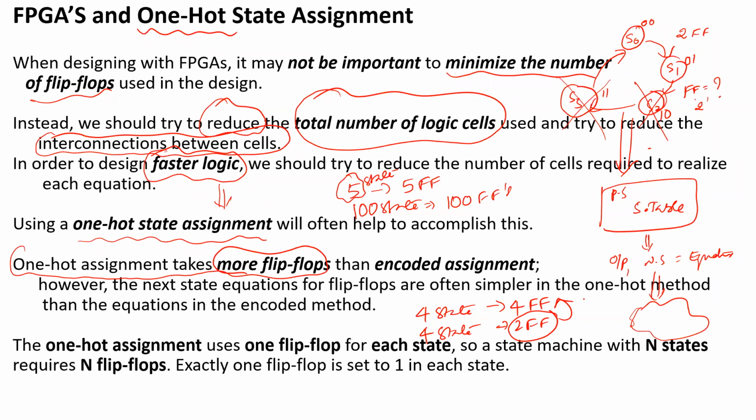But it won't affect your logic implementation. How can it reduce the logical implementation in a better fashion when compared to the normal encoded assignment? This conventional assignment, we can call it encoded assignment. So let us see now. We have to keep in mind that whenever you use the one hot assignment, if you're using n states, you need to have n flip-flops. Let us see how it can be possible.